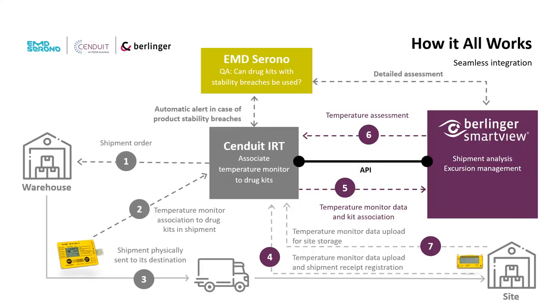The kits are put into quarantine directly in the system, and we inform the sponsor that we had a stability breach for certain kits. They can then go into the SmartView system and look at all the temperature graphs, and see whether there is any additional stability budget that can be used to approve those kits for use, or whether these kits are no longer good for use. We can then confirm that decision in the Cenduit RT system directly.